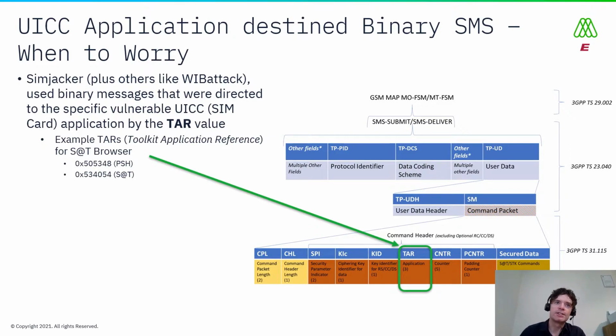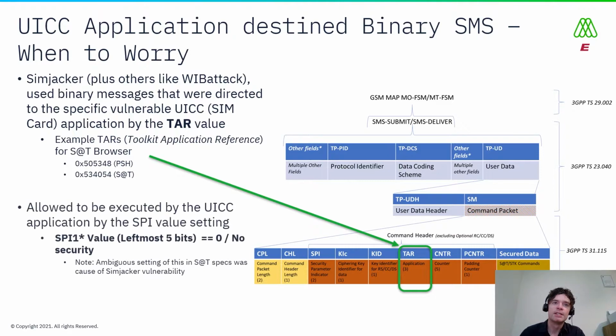So here you can see the TAR header, and actually when it came to S@T Browser, which is what the Simjacker attack exploited, there were 2 separate different TAR values. However, while this may identify the actual vulnerable SIM card application, this isn't really the parameter that we worry about. The parameter that we worry about to see if this actual SIM card application is vulnerable or not is the SPI value.